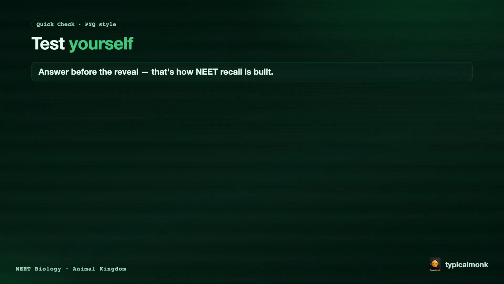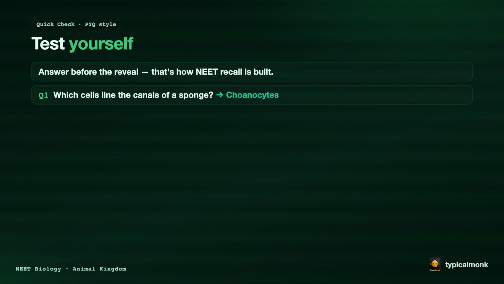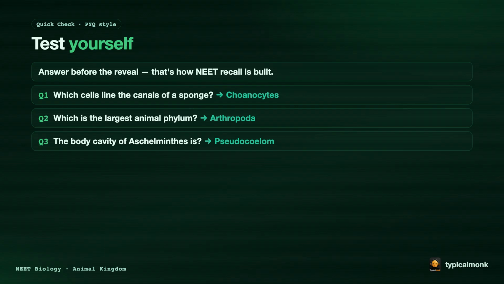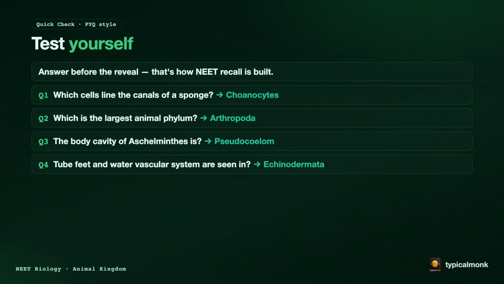Now, test yourself. Think of each answer before it appears. Answer before the reveal. That is how you build strong NEET recall. Question 1. Which cells line the canals of a sponge? The answer: choanocytes. Question 2. Which is the largest animal phylum? Arthropoda. Question 3. What is the body cavity of Aschelminthes? A pseudocoelom. Question 4. Tube feet and a water vascular system are seen in which group? Echinodermata. Question 5. The excretory organ of flatworms, flame cells.